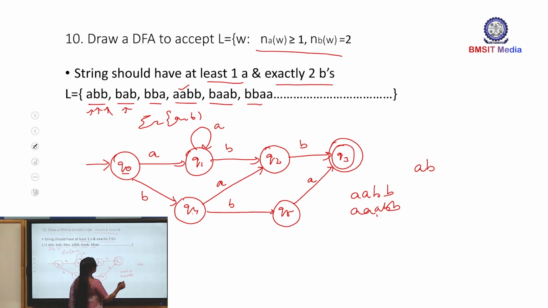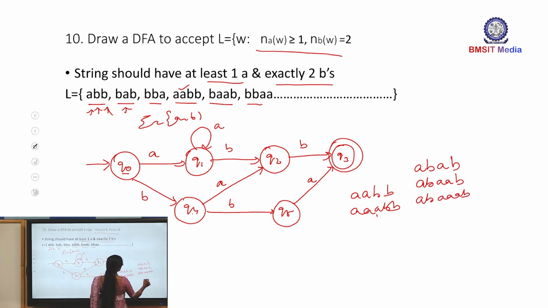Now what happens if I see another A here and B? Again, if you see this condition, here also we have two A's followed by B. Similarly, if I have any number of A's here, so if I have A, B followed by two A's and B, it should be accepted. A, B followed by three A's and B should also be accepted. So again I can have a loop here, and all the conditions would be satisfied.